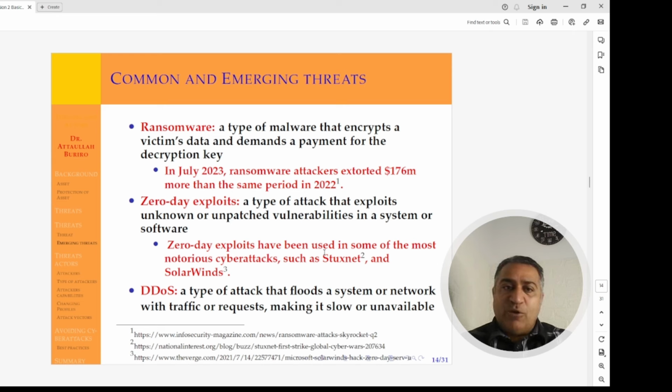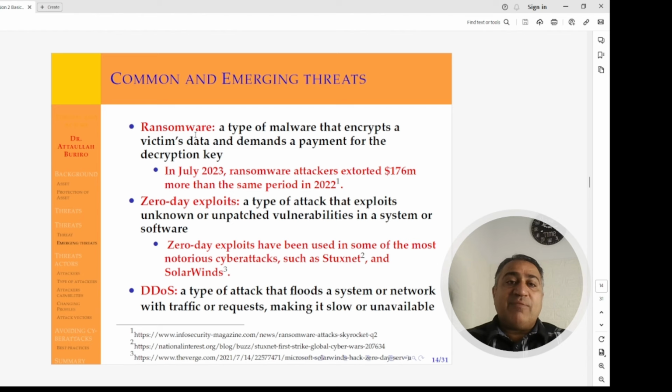So, what do they do? How do they work? For example, ransomware attackers send a malware, and this malware is able to encrypt all the data in the network or in the computer, and ask for a payment to provide you the decryption key. Okay. So, just to mention here, in July 2023, like 6 months ago, ransomware attackers extorted $176 million, more than the same period in 2022. Here is the link if you want to access this.